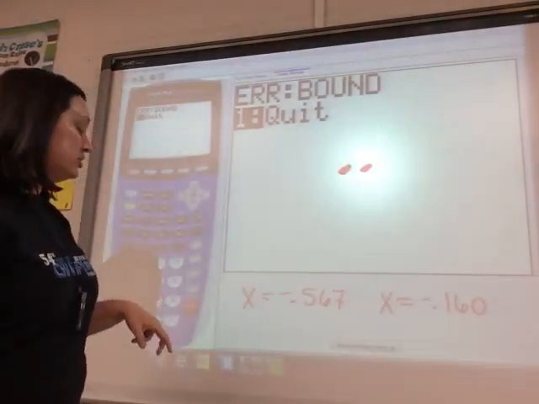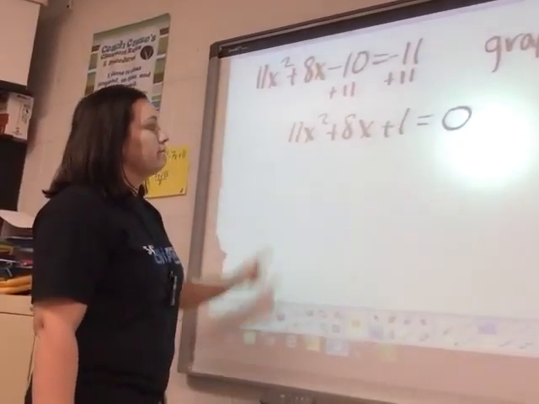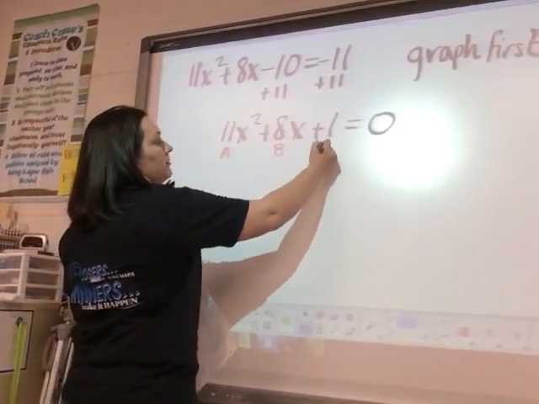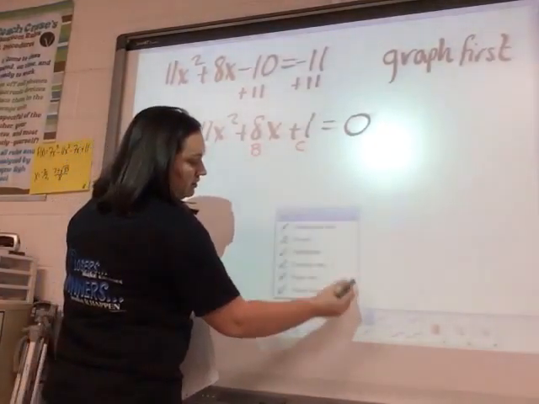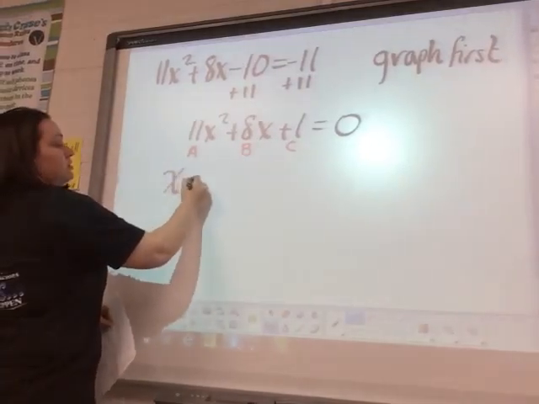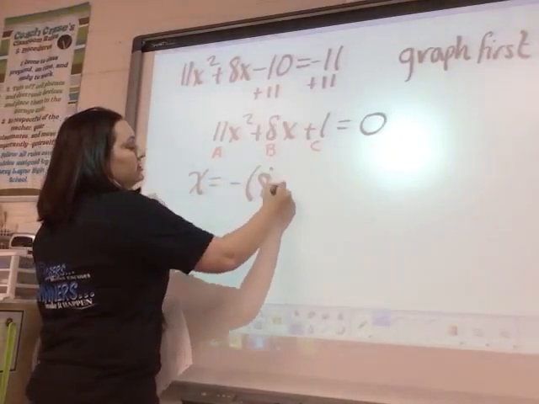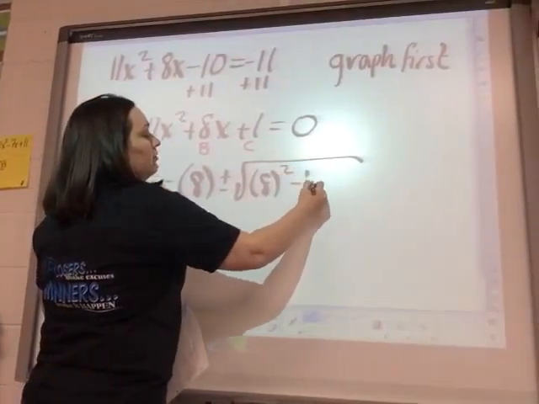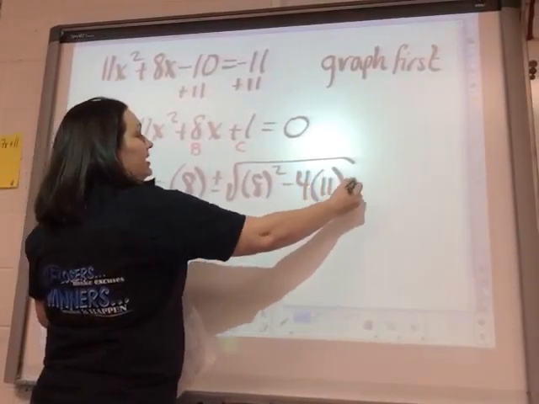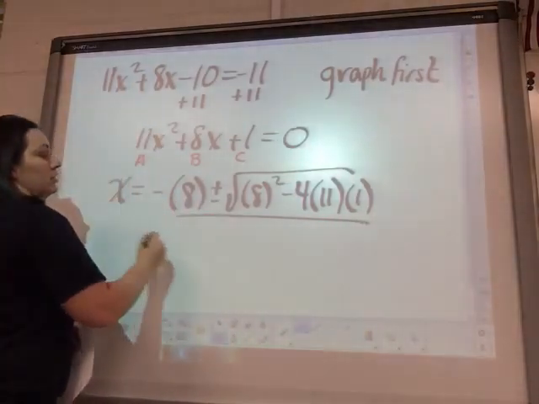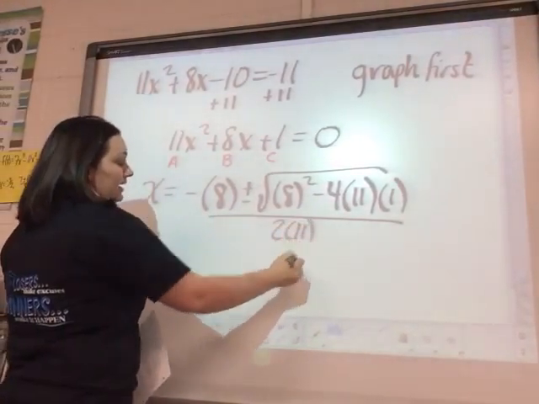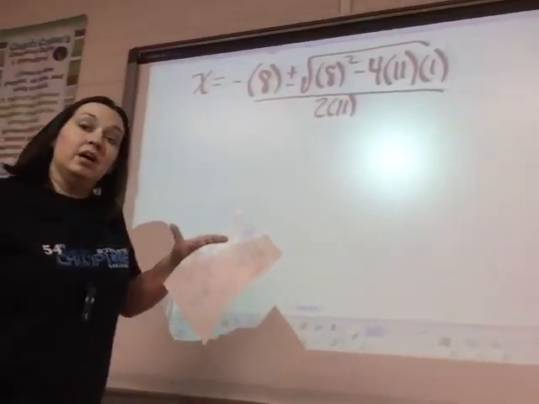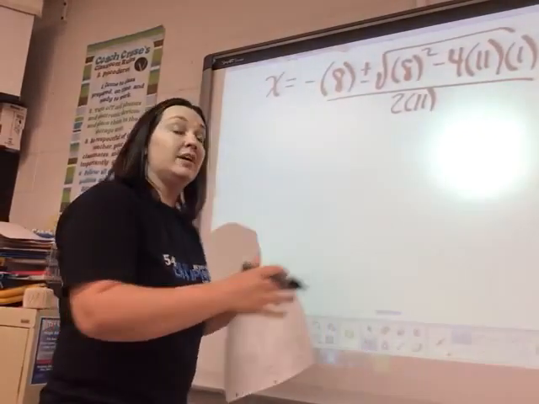Okay, let's go check this algebraically. Quadratic formula. This is my A, my B, my C. So x equals negative b, so negative 8, plus or minus b squared, so 8 squared, minus 4 times my A and my C, 11 and 1, all over 2 times my A. Again, it starts off looking really big and really ugly. We're going to use our discriminant to simplify.